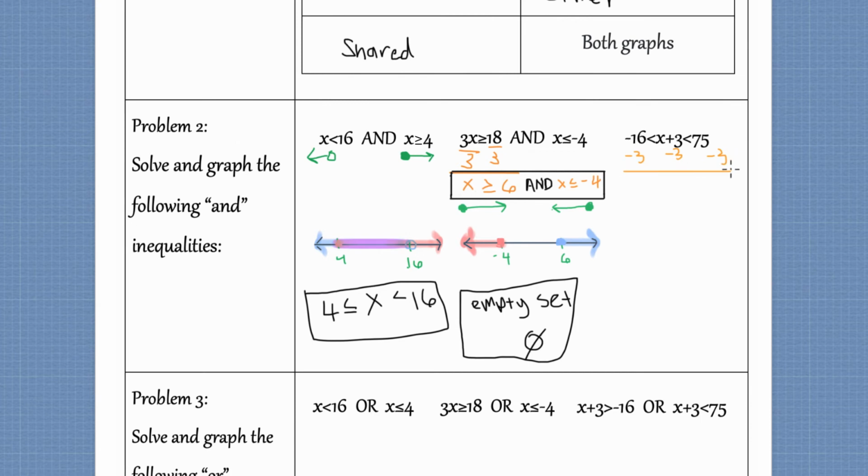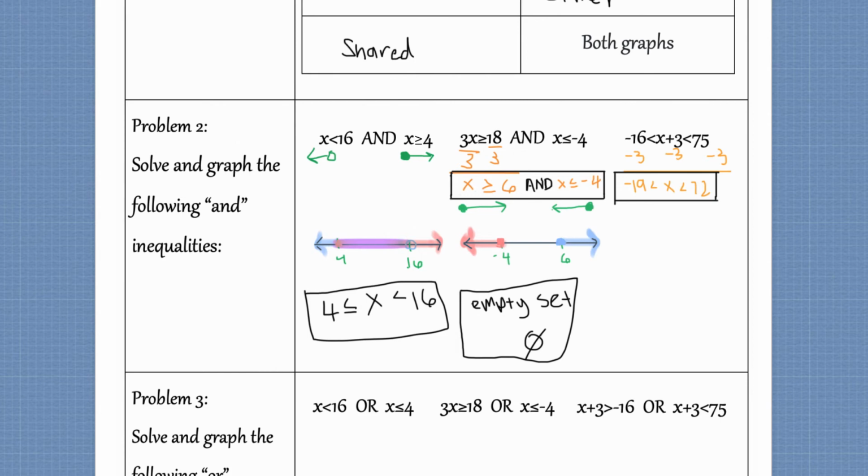And so if I solve this, I'm going to get negative 16 minus 3, which is negative 19, which is less than x plus 3 minus 3, and that gives us just x, which is going to be less than 75 minus 3, which is 72. And so this right here is going to be the inequality that I graph on my number line.